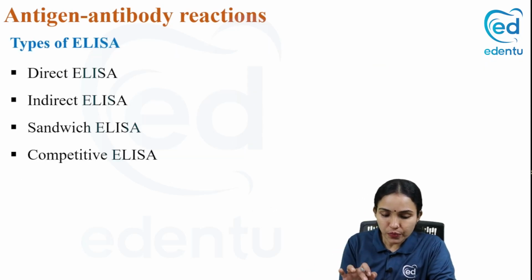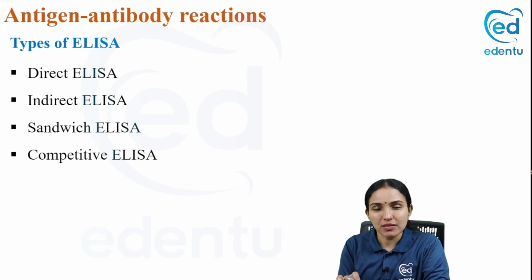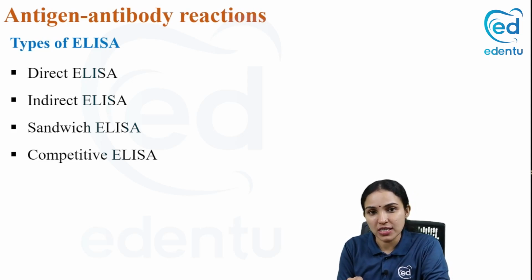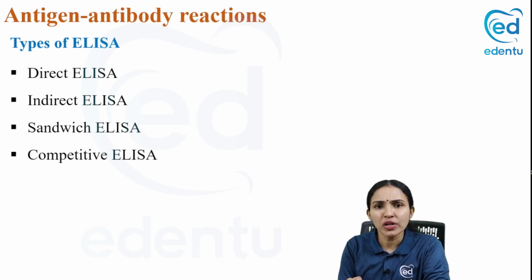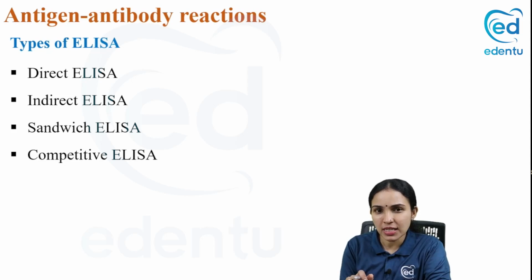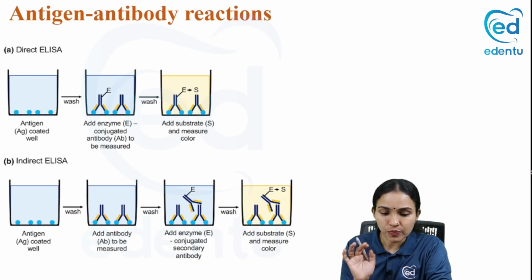So there are different types of ELISA. There are basically 4 types of ELISA: direct ELISA, indirect ELISA, sandwich ELISA, and competitive ELISA. You should know what happens in each of them. Direct ELISA forms the basic thing. If we understand direct ELISA, it will be easy to understand the rest.